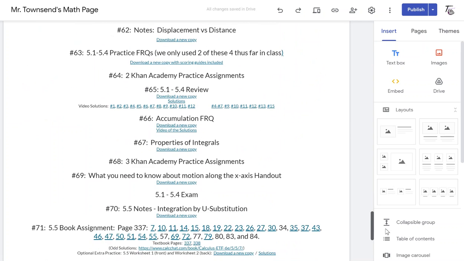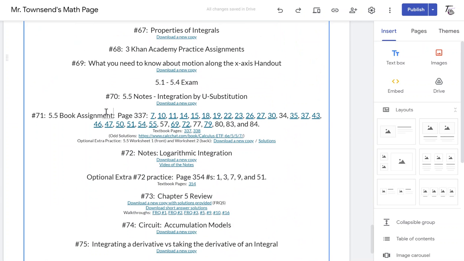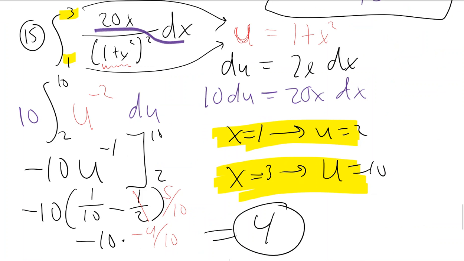But if you go down, here's this big book assignment right here. Optional extra practice, worksheet 1, worksheet 2. It's got a ton of extra practice with solutions. So if you know that you need extra practice with U substitution, please consider utilizing that.